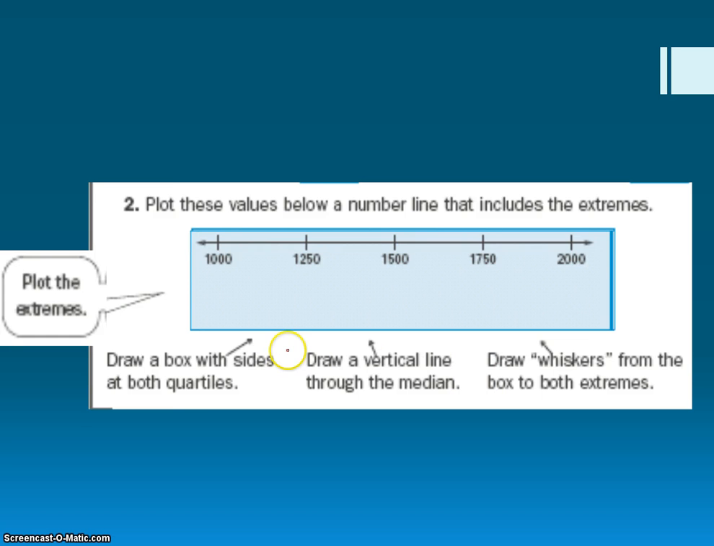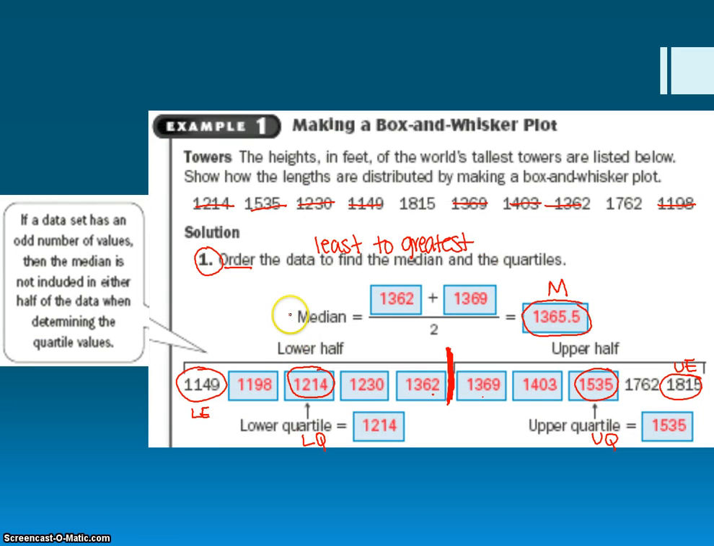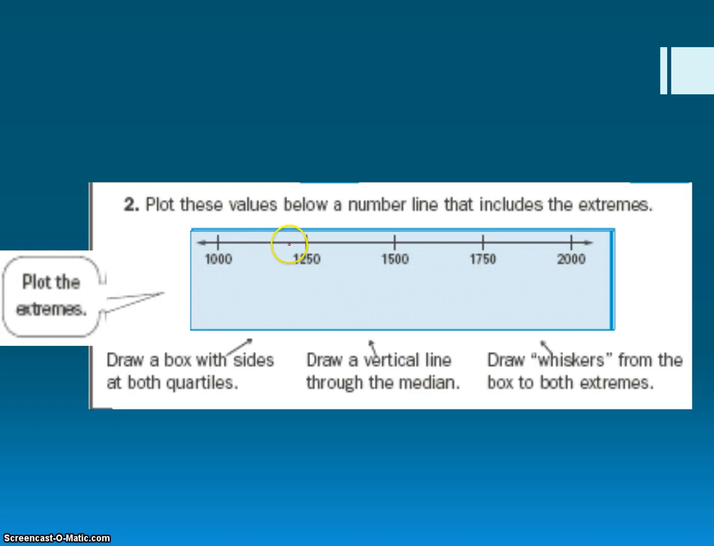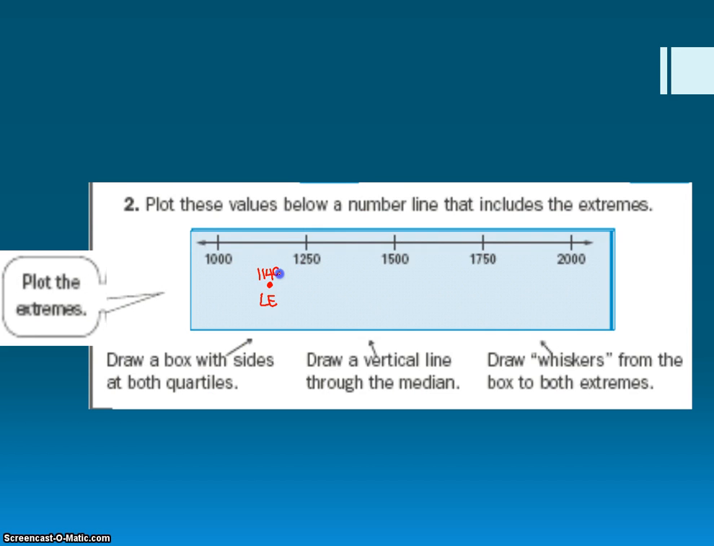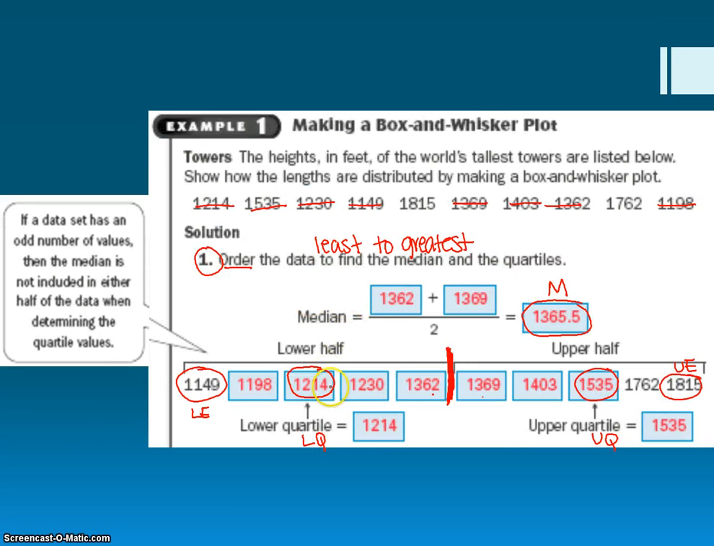So we're going to plot these values. 1,149. Again, be as close as you can. Do not put the dots on the number line. That's important. You either want to put it below or above the number line. The reason is because we're going to make a box and whiskers, and we don't want to overlap the number lines. Put it below. So this is your lower extreme. You probably should label it as well. 1,149.